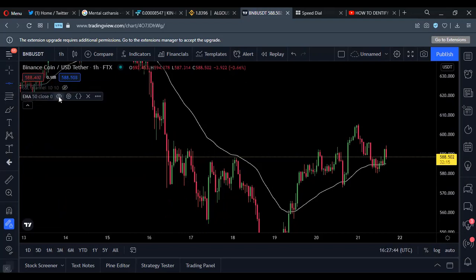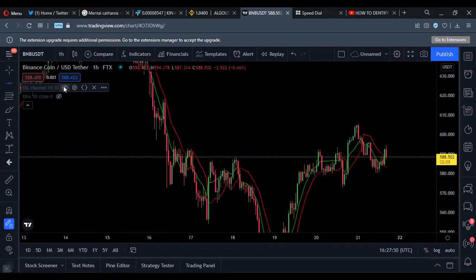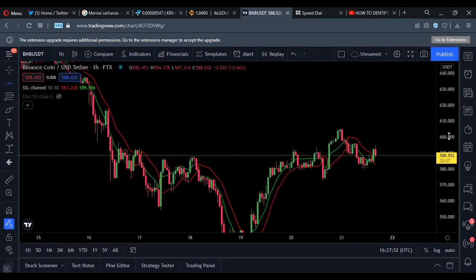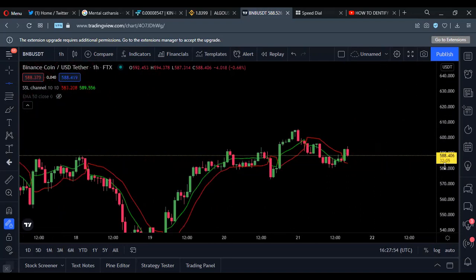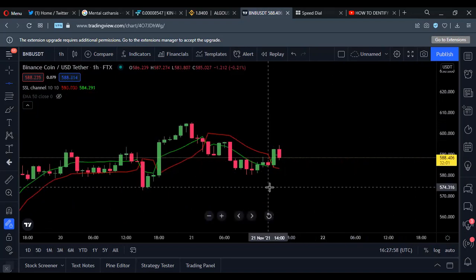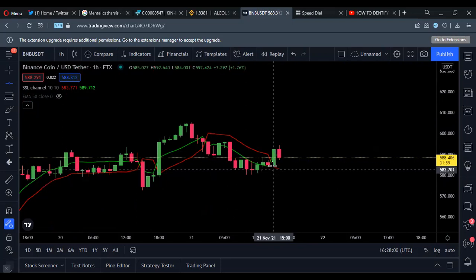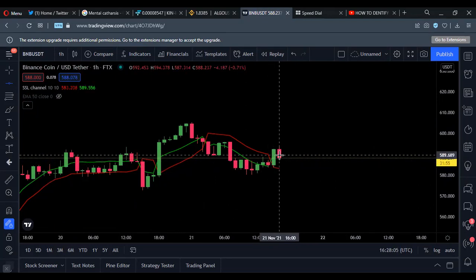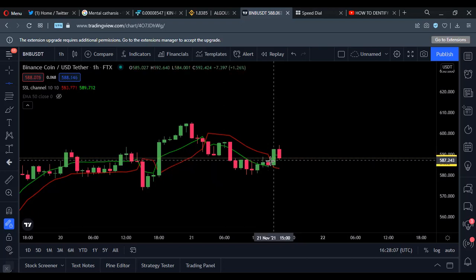So what I'm going to do now will be to turn off my 50 EMA, then activate the SSL channel for the 1 hour chart. Okay, I've activated the SSL channel. So what can you see now? Things are okay. I think we have a chance here. At this point, you can see that the green flipped above the red. This green line flipped above the red line, and this occurred at what time?